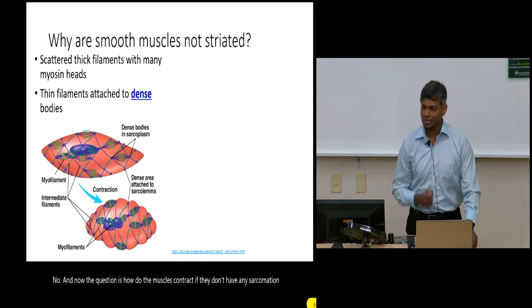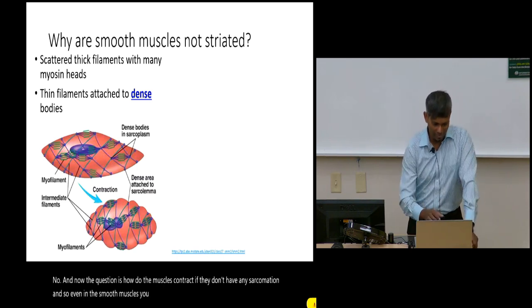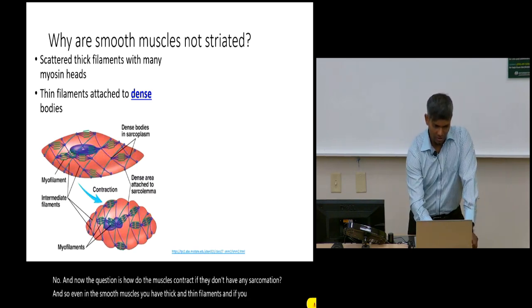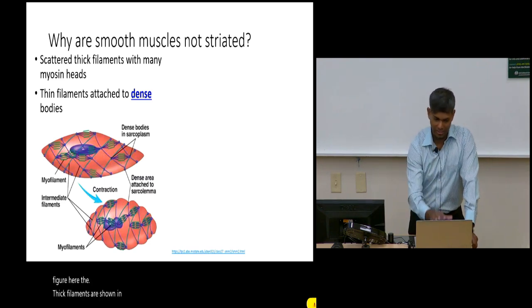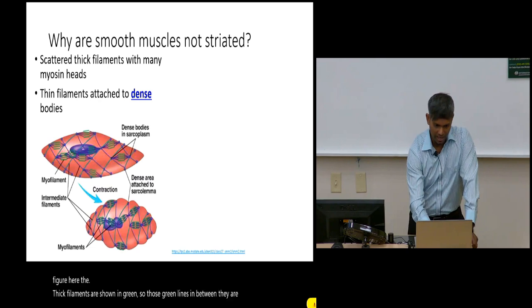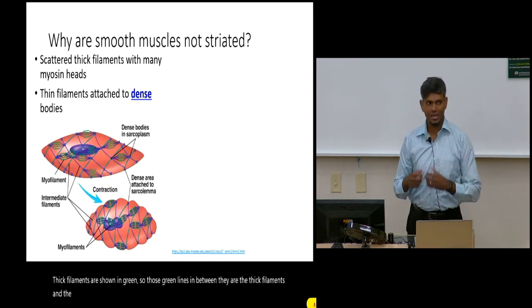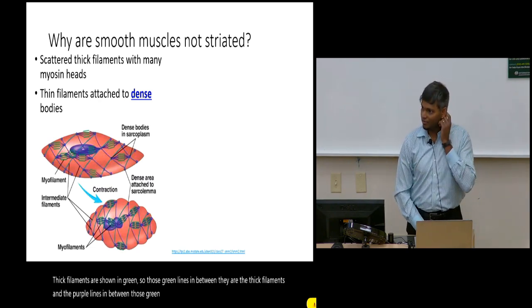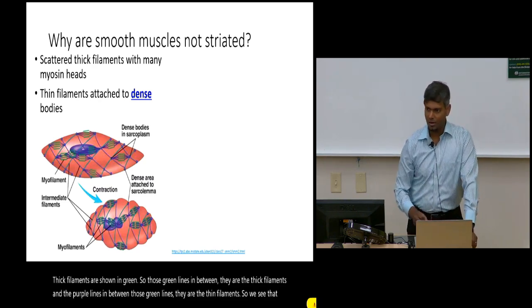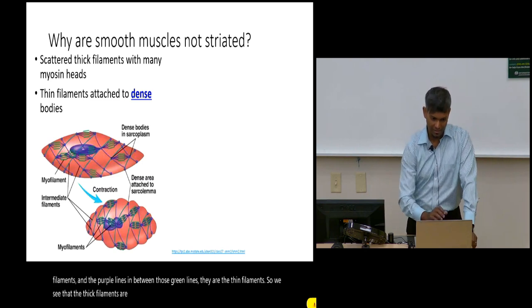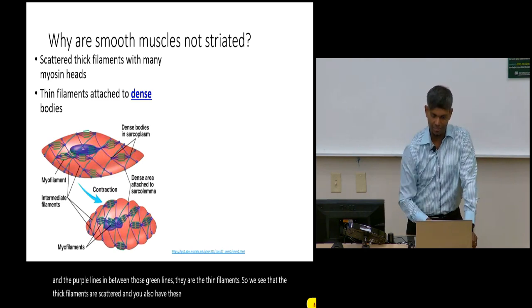And so even in the smooth muscles you have thick and thin filaments, and if you notice this figure here, the thick filaments are shown in green. So those green lines in between, they are the thick filaments, and the purple lines in between those green lines, they are the thin filaments. So we see that the thick filaments are scattered, and you also have these thin filaments overlapping it.